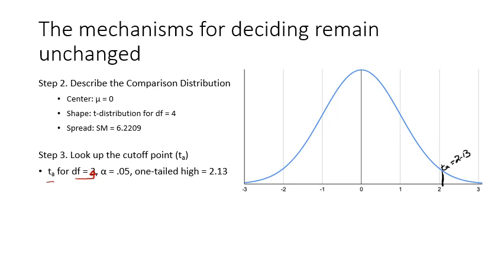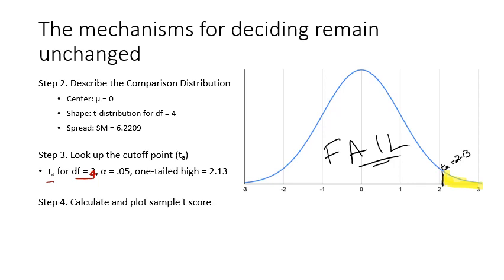And we shade the region in the tail. So we'll shade this region as our reject region. And our fail to reject region is all of the unshaded area. I'll just write the word fail in here. And so now we have done step 3.